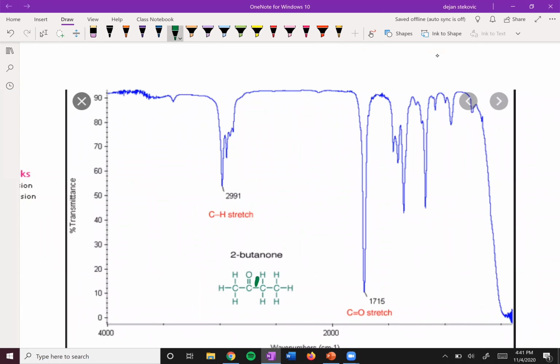If we move over to this 2-butanone, we can notice two things, right? This 2-butanone does not have an alcohol, and you can see there's no broad peak over here. It does, however, have a carbonyl, and so you can see the CO stretch right there at 1750, right? Very sharp, very powerful peak there.